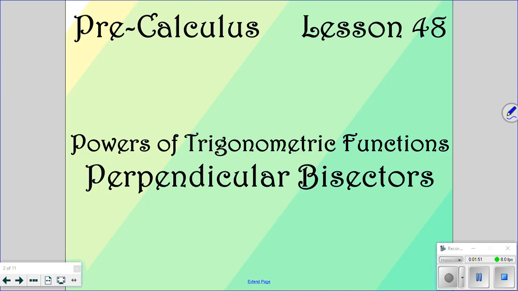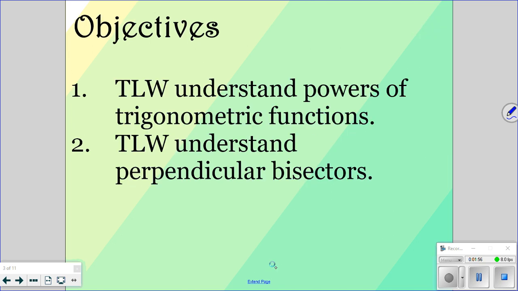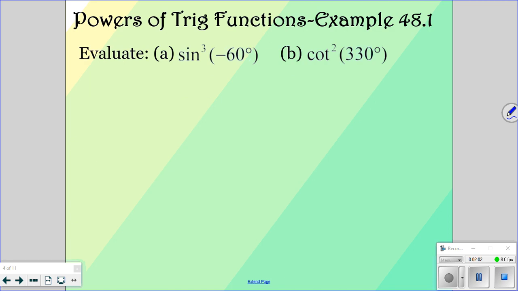Okay, so now we're going to look at lesson 48. We're going to look at powers of trig functions and then perpendicular bisectors. So hopefully after this lesson you'll understand powers of trig functions and perpendicular bisectors. We want to evaluate sine cubed of negative 60 degrees. So what you're going to do here, this is the same thing as finding the sine of negative 60 and then cubing it.